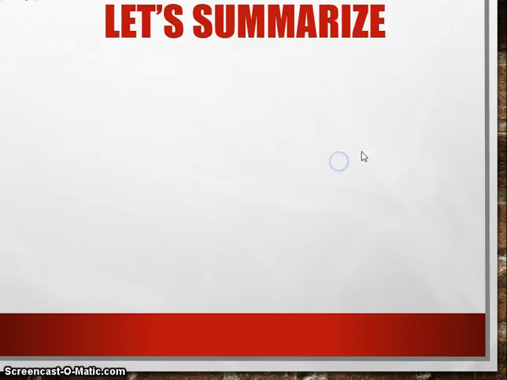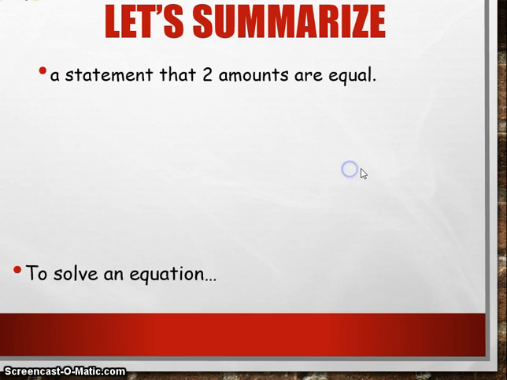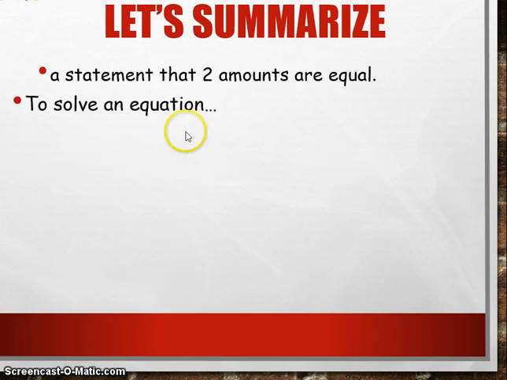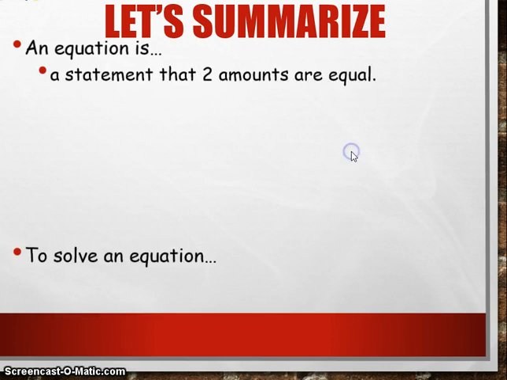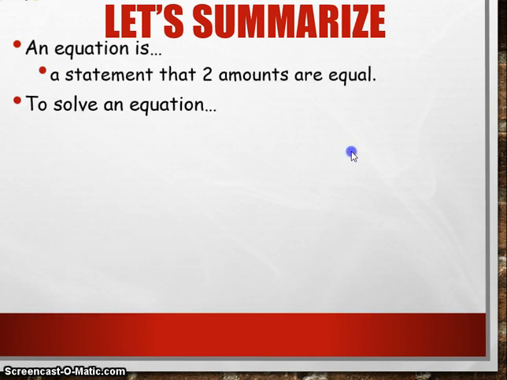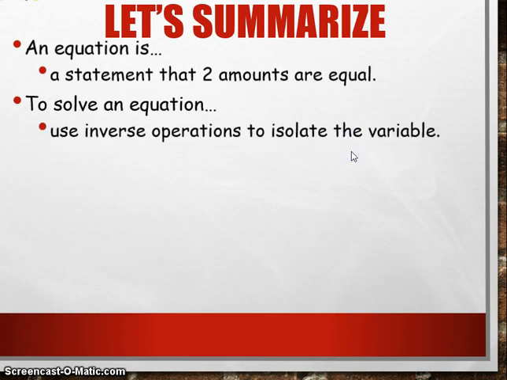Now let's summarize what we've learned. An equation is a statement that two amounts are equal. So as we just said, an equation is a statement that two amounts are equal. To solve an equation, we have learned to use inverse operations to isolate the variable.